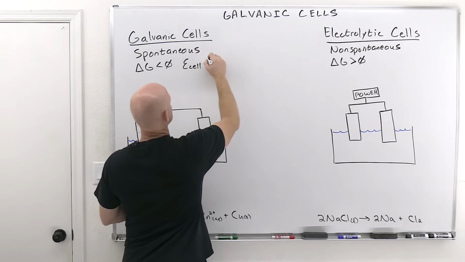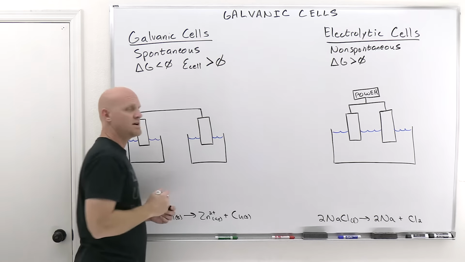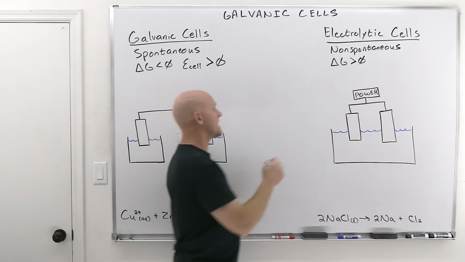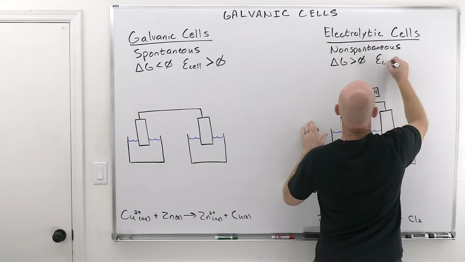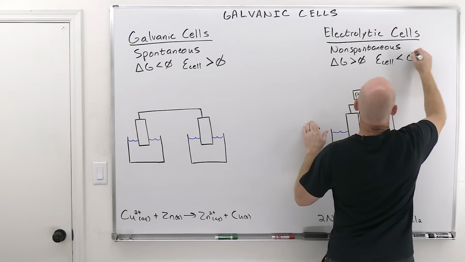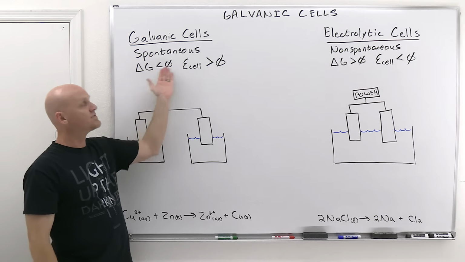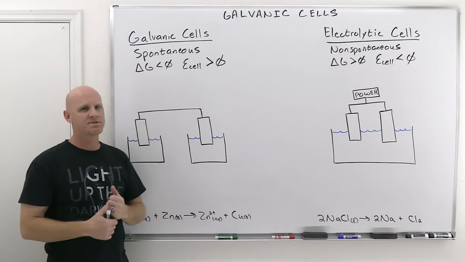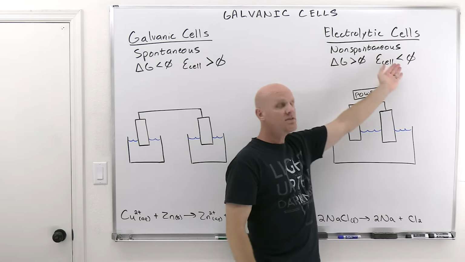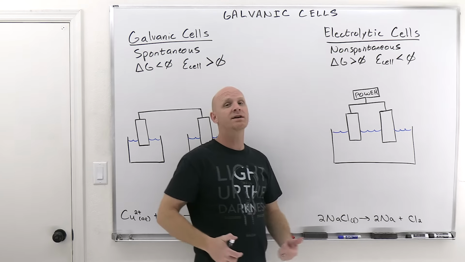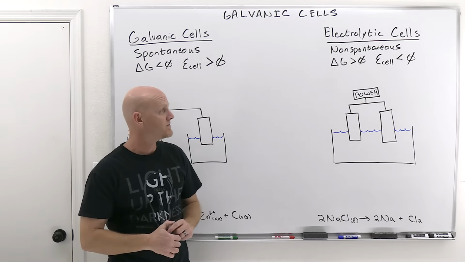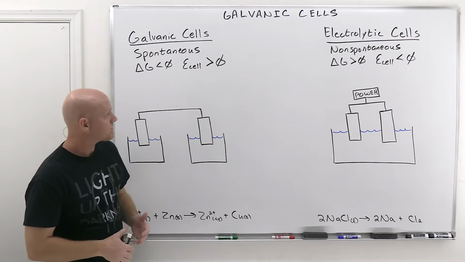When you have a positive voltage, that's when a reaction is spontaneous. And when you've got a negative voltage, a negative cell potential, that's when the reaction is non-spontaneous. So when delta G is negative, E cell will be positive. They always have the opposite sign. When delta G is positive, E cell will be negative. They're mathematically related, and we'll see that in a couple lessons down the road in this chapter.